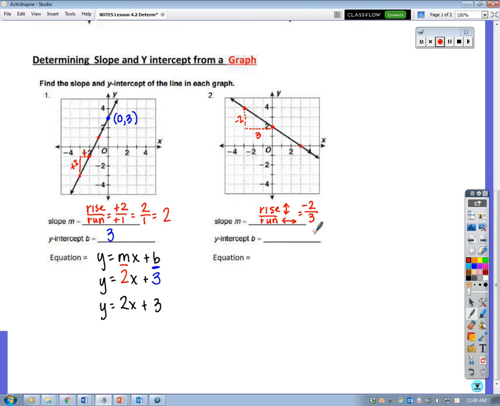And we want to leave slope in fraction form, because if we converted this to a decimal, this would be 0.6 repeating, which you would look at and be like, I don't know how to graph that. So we leave it in fraction form.